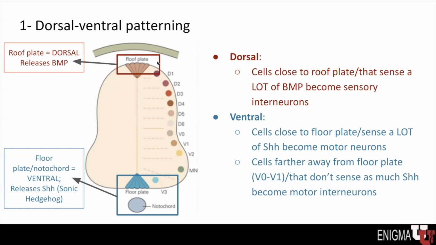So the cells that are close to the roof plate that sense a lot of BMP, these become sensory interneurons. Cells that are close to the floor plate and sense a lot of sonic hedgehog become motor neurons. Cells that are further away from the floor plate that don't sense as much sonic hedgehog, those become the motor interneurons. So we already have this patterning where cells that are dorsally located, those become the sensory neurons, whereas those that are closer to the floor or ventral, those become the motor neurons.